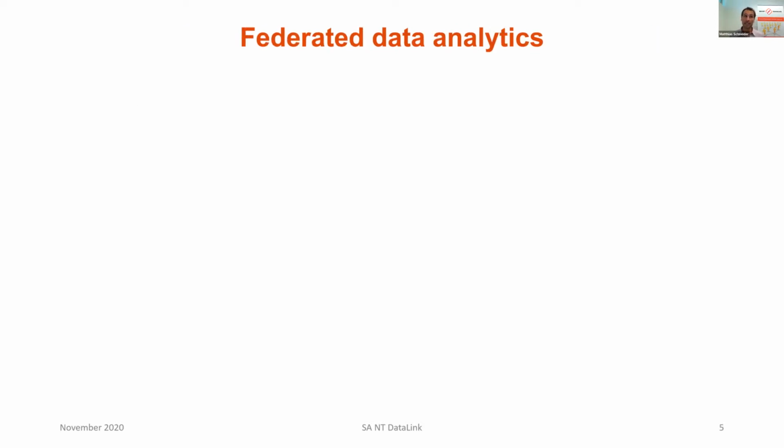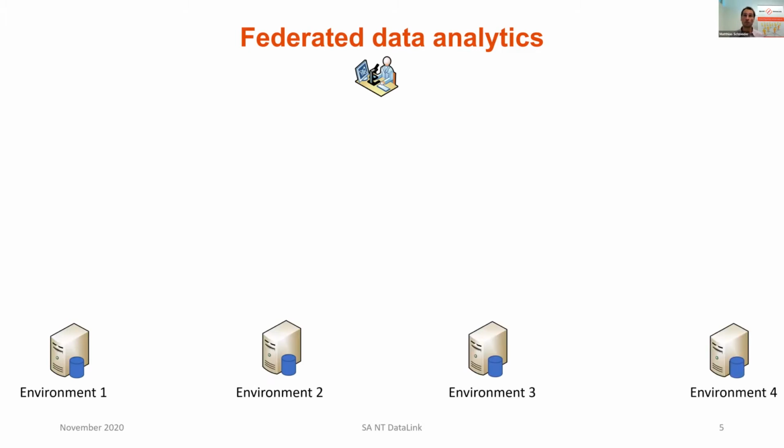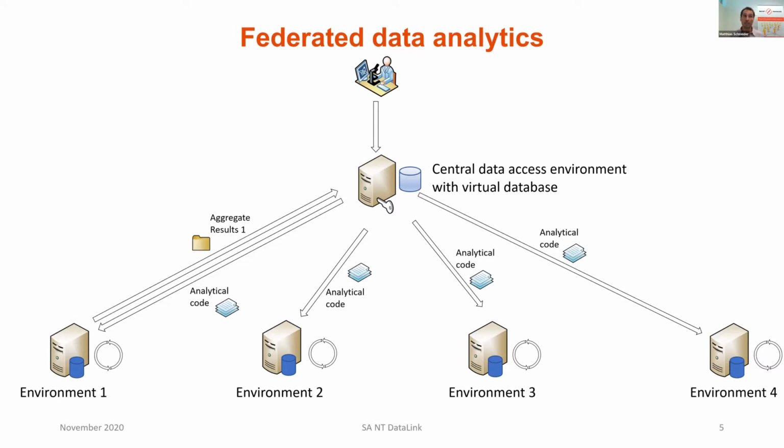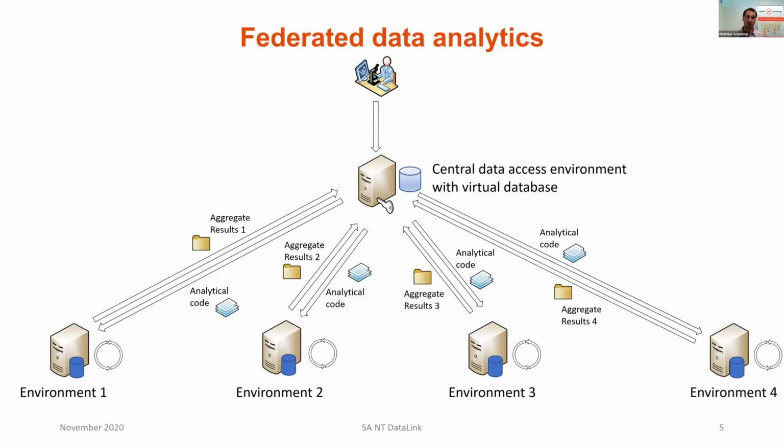Under federated analytics, analysts who want to access dispersed data do this via a central virtual database, like you can see in this diagram. And from there, they send scripts to each individual platform where the code is run against the raw data. And then only the aggregated intermediate results travel from each environment back to the central database, where the analysts integrate the received aggregate data.